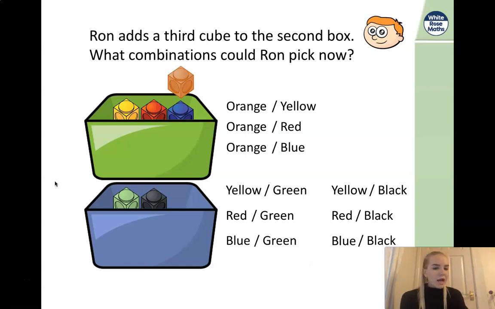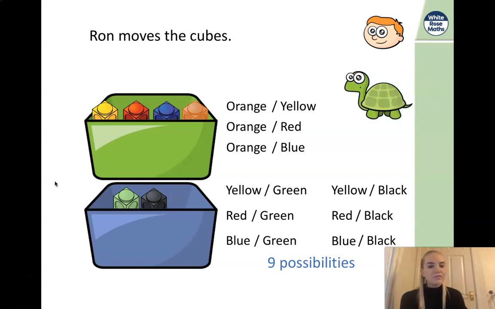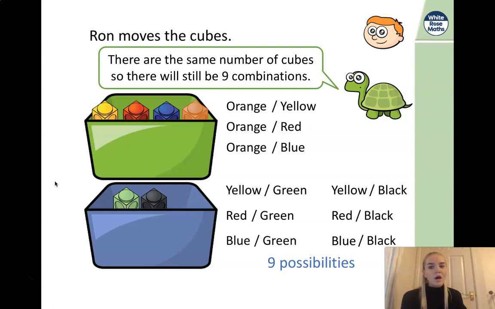Fantastic. So now how many combinations has he made? 9 possibilities. Fantastic. This time he moves the cubes. So now there are 4 cubes in the green box and 2 in the blue. And Tiny the turtle says there will be the same number of cubes still, because we haven't taken any away, we haven't added any. So there will still be 9 combinations. Do you agree with Tiny that there will still be 9 combinations?